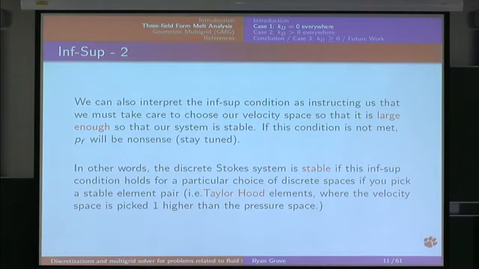In other words, our discrete Stokes system is stable if this inf-sup condition holds for a particular choice of discrete spaces, if you pick a stable element pair. An example of that will be Taylor-Hood elements, which we will talk about later.